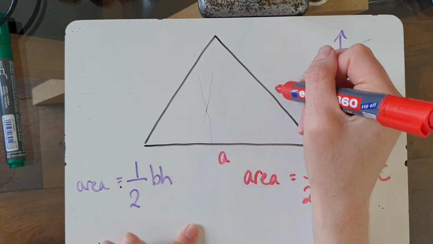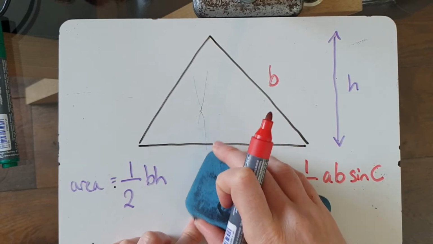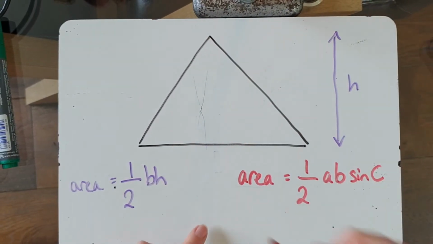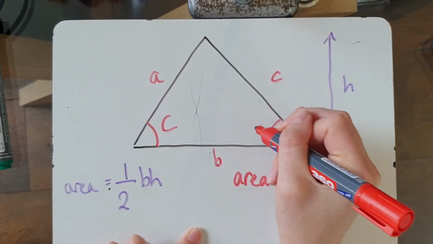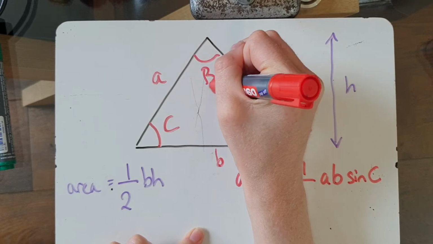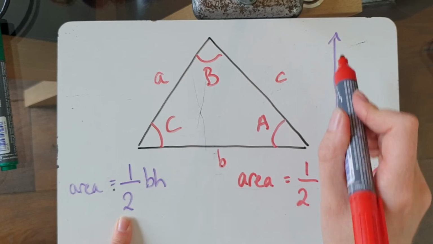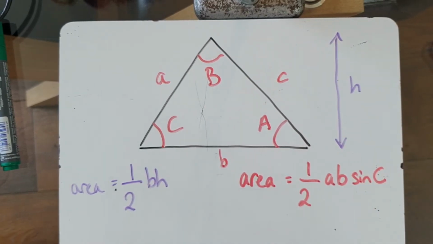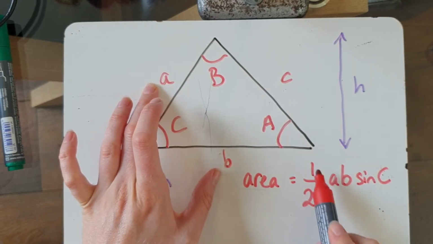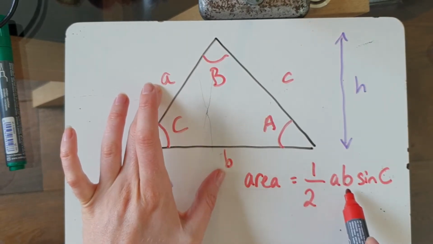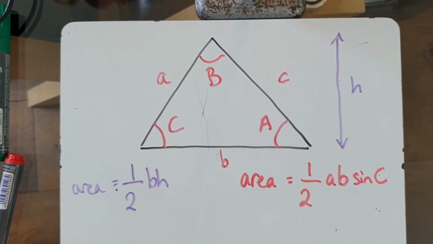So if we call this A, B, oh actually no, let's change that to B so that it matches this one as well. Let's call this B, A, C, and then this is angle C, this is angle A, this is angle B. For this one, we can just use half base b times height. But if we haven't got the vertical height, we need two sides and the angle between them. And then it would be half a times b times sine of the angle between them, and that would also give us the area of a triangle.